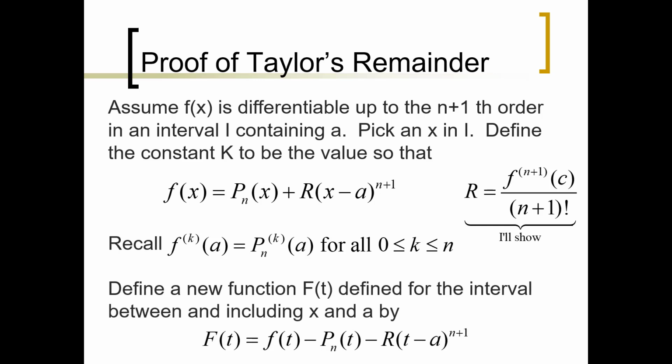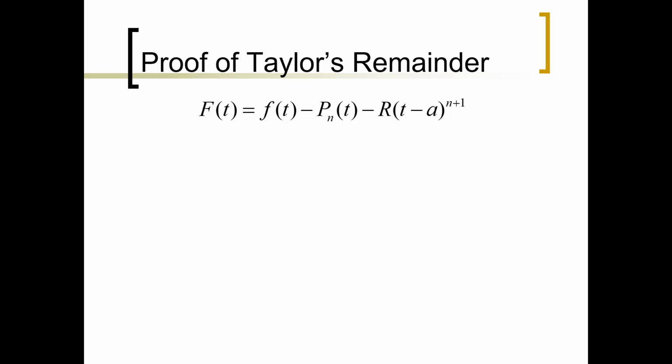To find a new function, which would be the difference between the function and the Taylor polynomial and that remainder, I'm going to show that this function's (n+1)th derivative is actually equal to 0. And that will then give us our result. So here's that function again that I'm going to use in order to get the result I need.